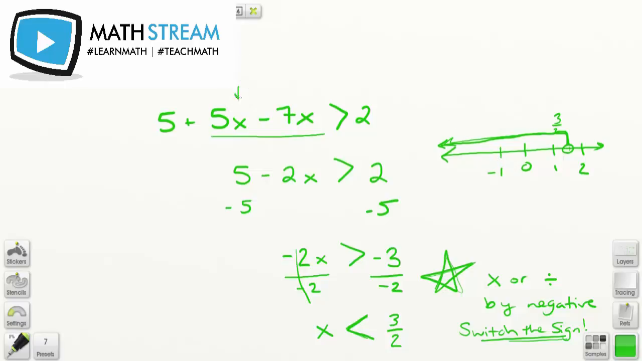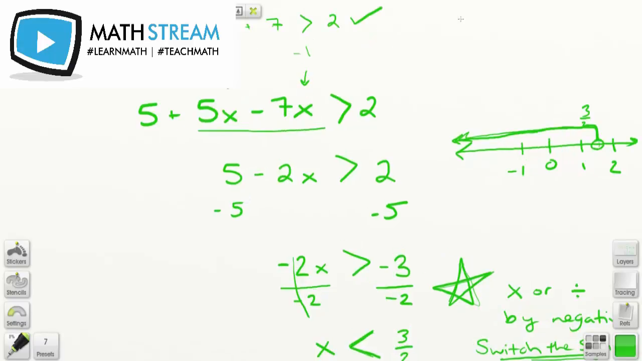If I plug in the negative 1 for x, do I get a true statement? Well, that would give me 5 plus negative 5, so 5 minus 5, minus negative 7, so that would be plus 7, should be greater than 2. Does it work? 5 minus 5 is 0, plus 7 is regular 7. Is 7 greater than 2? Yes, it is. That's awesome. So we got the correct answer.